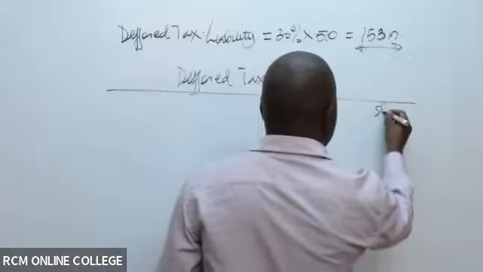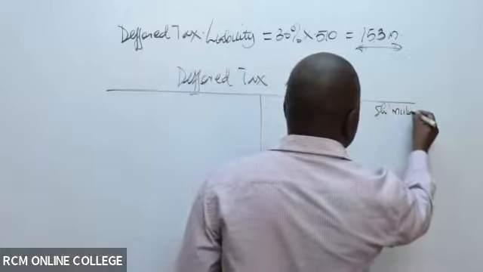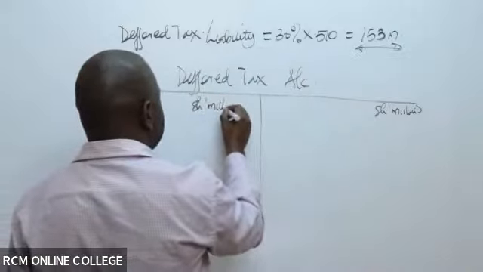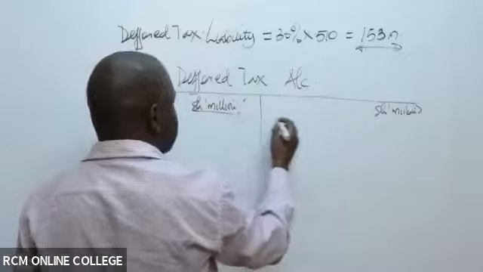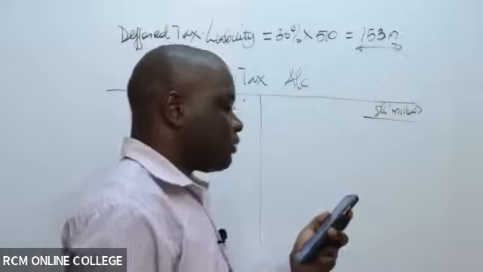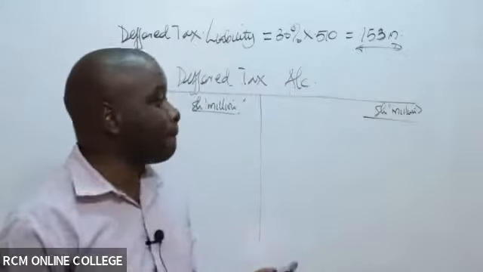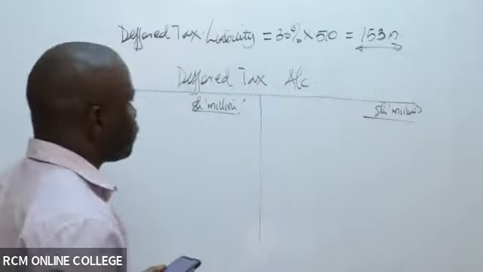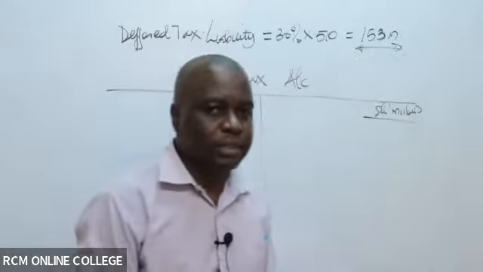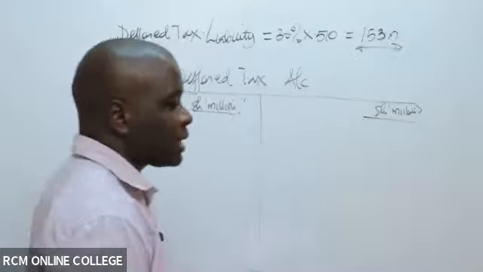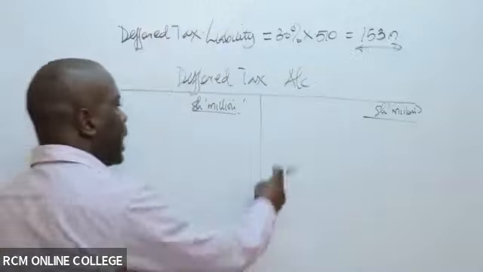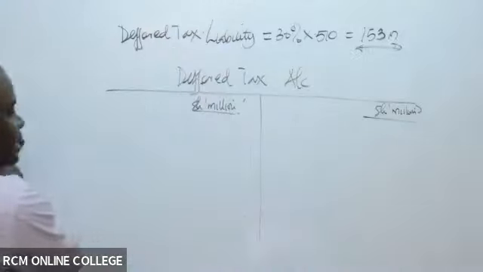Remember, our shillings are actually in millions. If you look at note number 6, you are told the deferred tax liability at the start of the year. A liability account always has a credit balance, so it will be this side. If it was an asset, it would be this side.